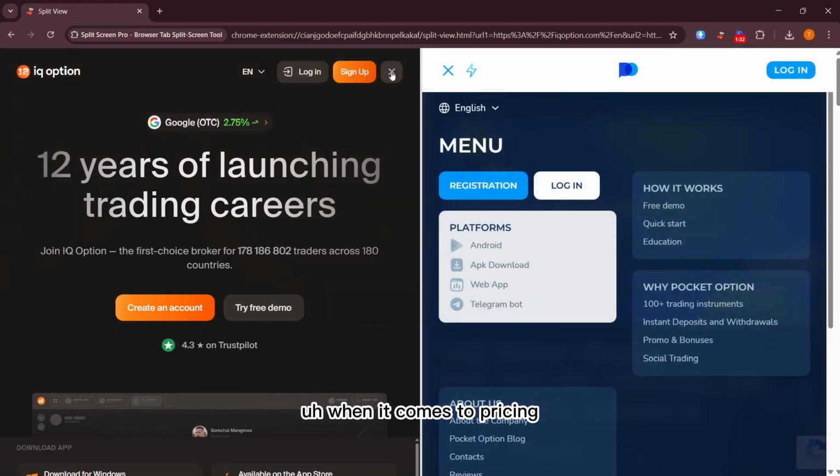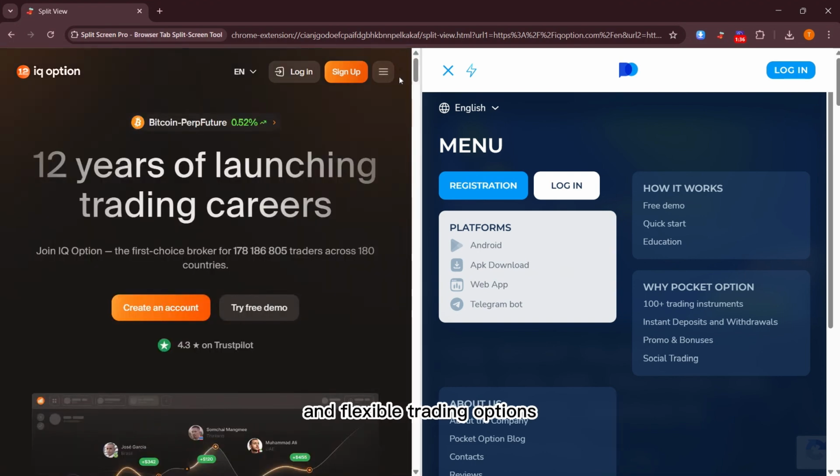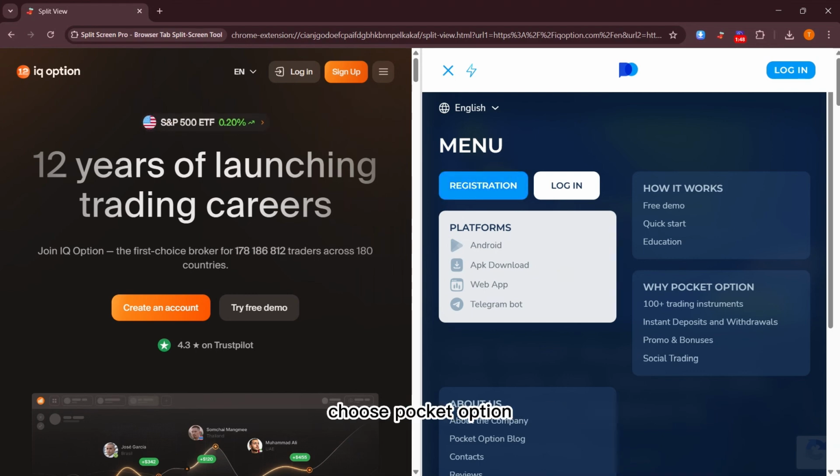When it comes to pricing, both platforms have low minimum deposits and flexible trading options. However, IQ Option may have more fees depending on your trading style. In the end, if you're new to trading and want something easy, choose Pocket Option. If you're looking for more tools and resources, go with IQ Option.